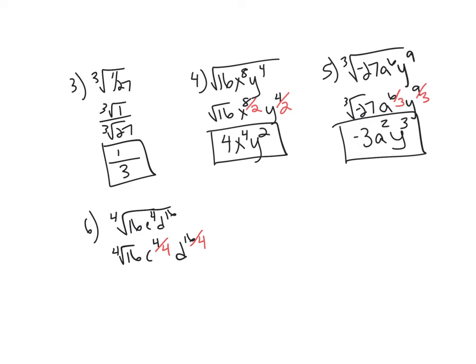So the 4th root of 16: we don't have a square root, 16 is 4 with a square root, but for the 4th root you have to square root that again, which would be 2. 4 divided by 4 is 1, and 16 divided by 4 is 4. And here we want to make sure, and we're done: 2c d to the 4th.